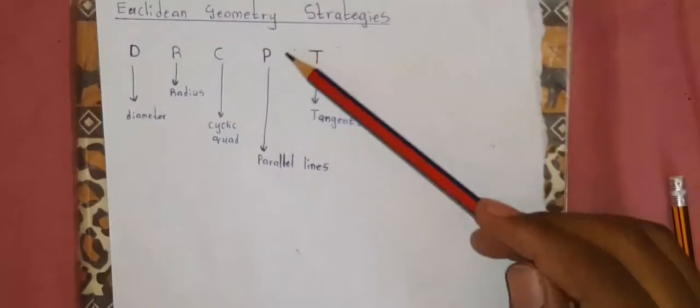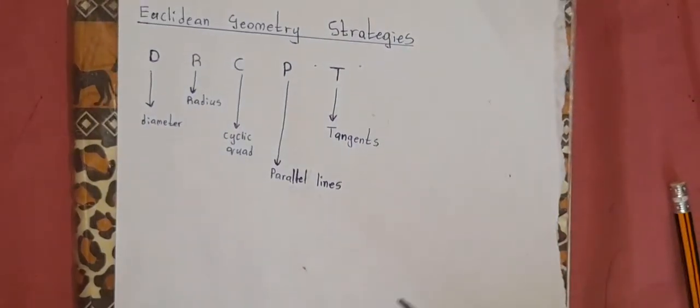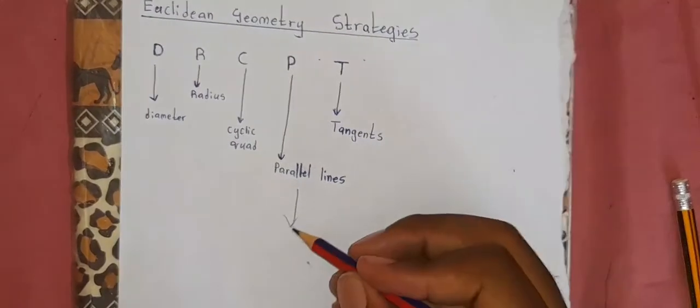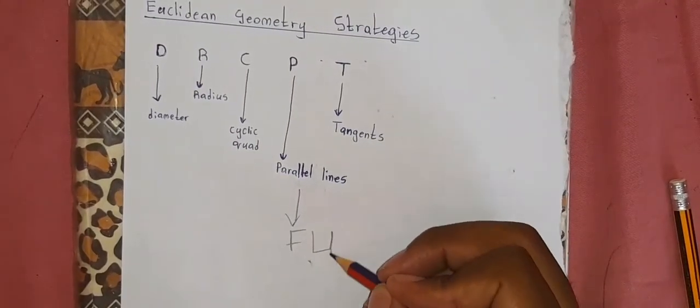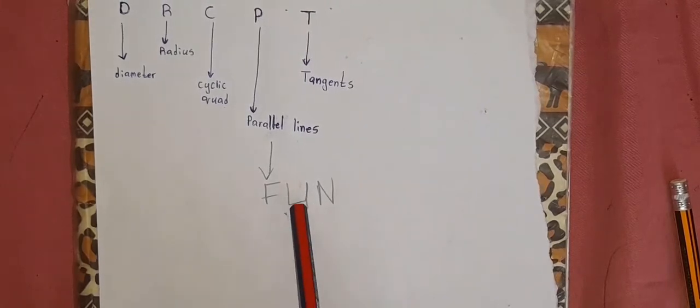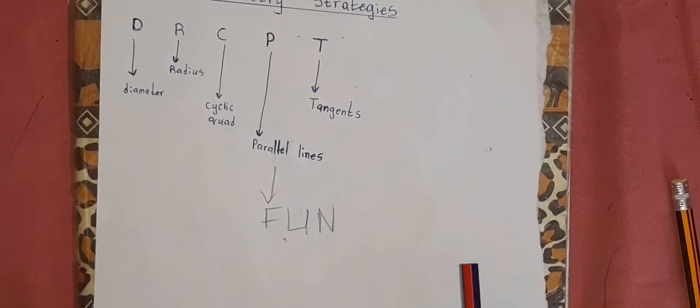We are on P now. What is P? Parallel lines. We talked about parallel lines. When you see parallel lines, think of FUN. F stands for corresponding angles. U stands for co-interior angles. N stands for alternate angles.